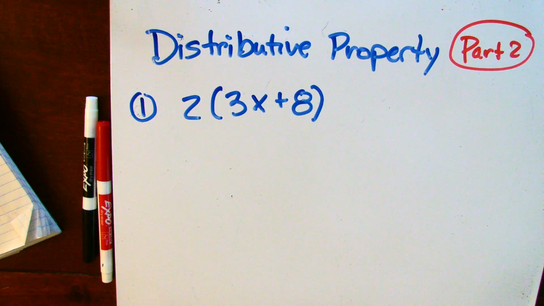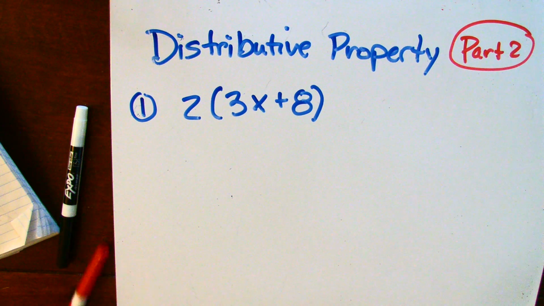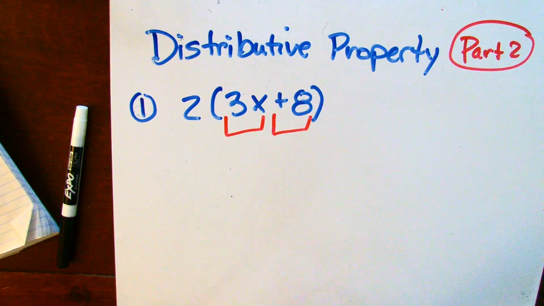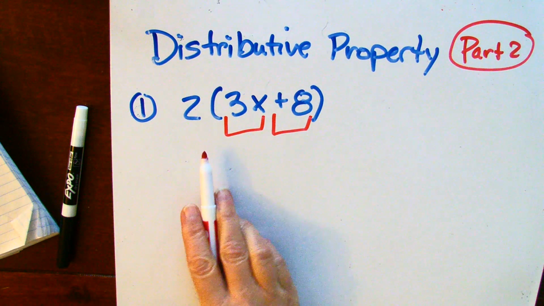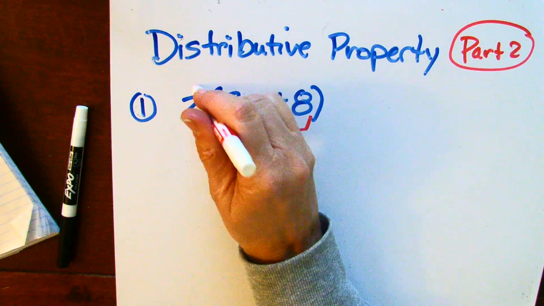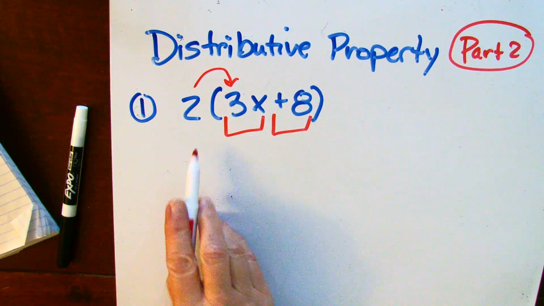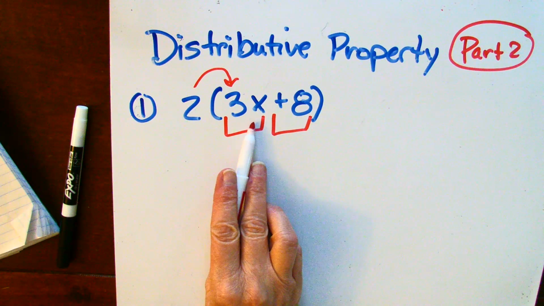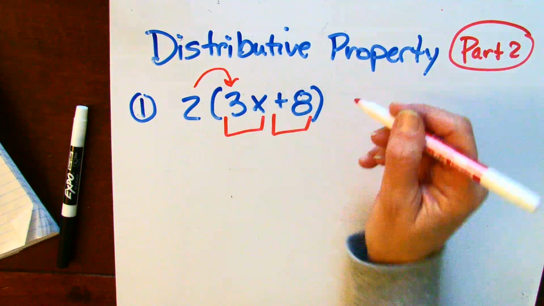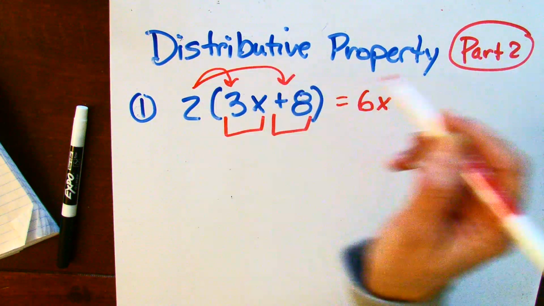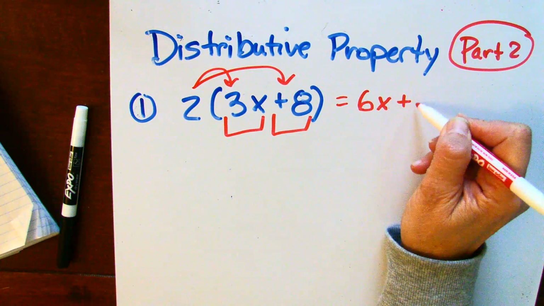In this example, we have 2 times the quantity of 3x plus 8. And we're going to view this as 3x and a positive 8. Now, in this problem, we have a coefficient with the variable x. When we're multiplying the 2 to the 3x, we're going to multiply the 2 with the 3 first, then combining it with the x. So 2 times 3x is going to be 6x, and then 2 times a positive 8 is going to be plus 16.